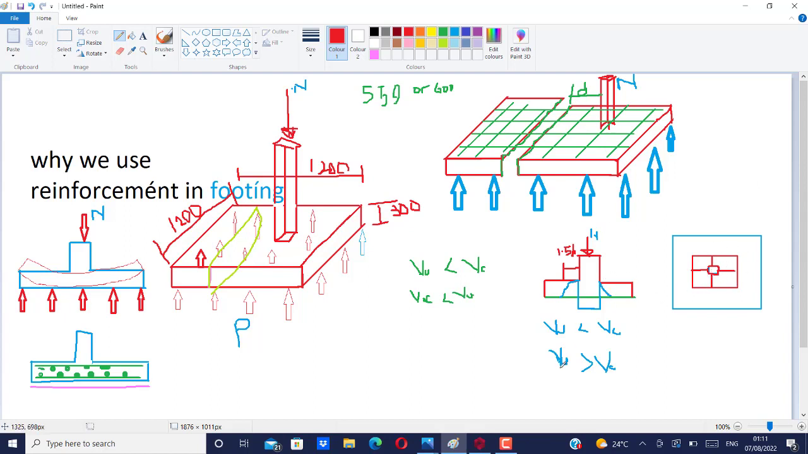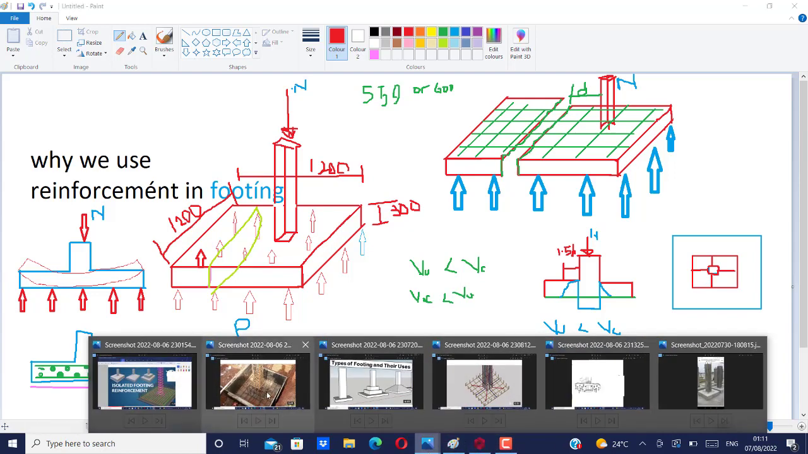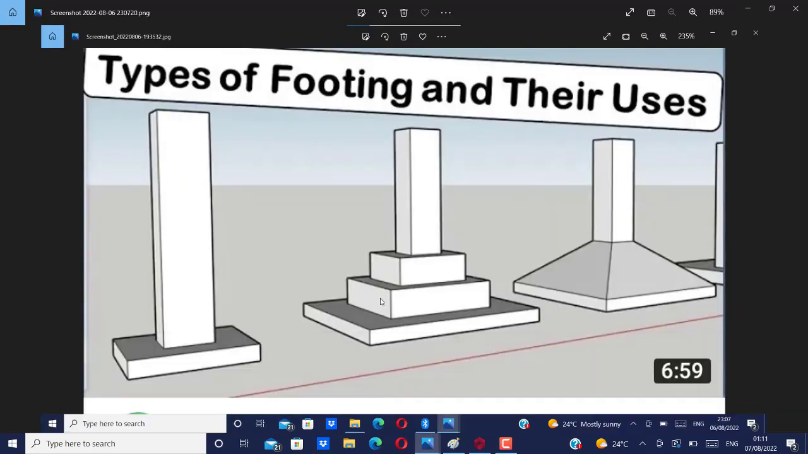What do you do here? If you calculate that your ultimate VC is exceeded, you increase the thickness. You can increase it from this 300, you can take it to 350, 450, and all of that. Now there are things that most times you will see, some step footings like this. Let me try to show us. You see something like this.